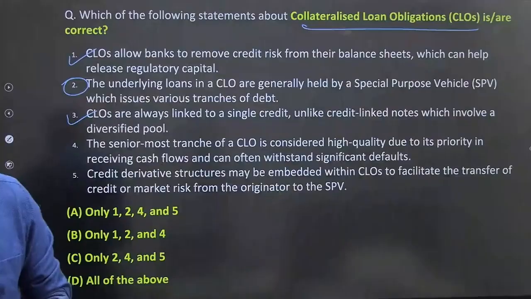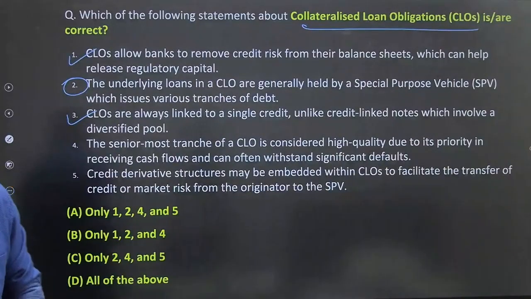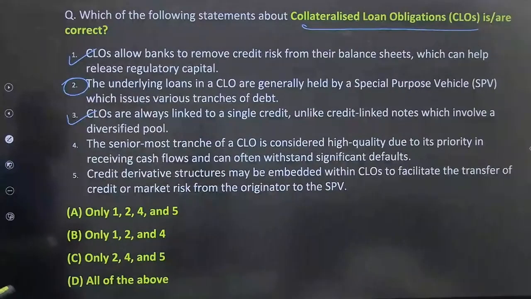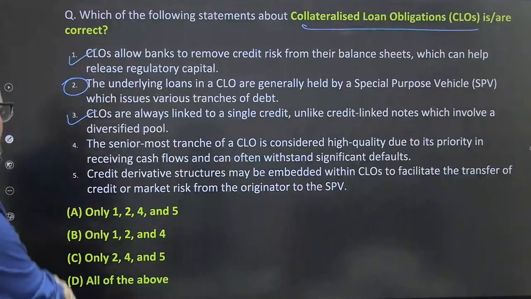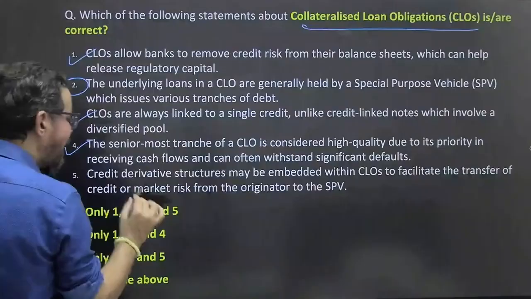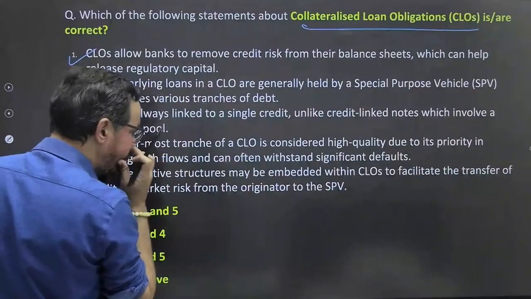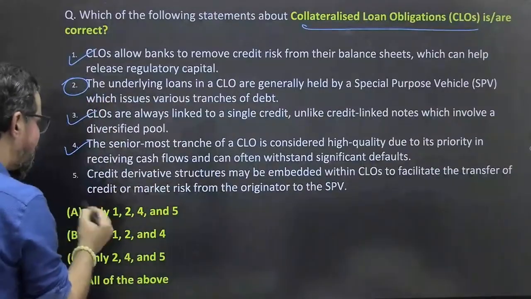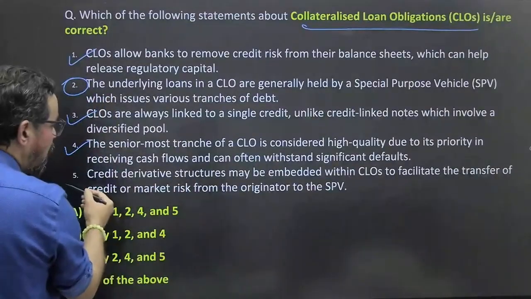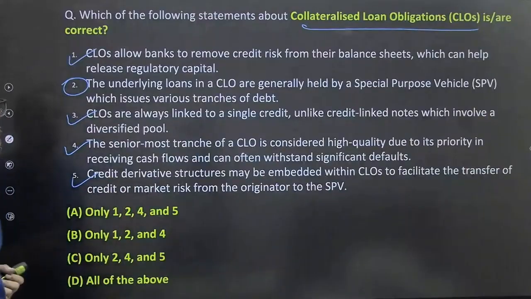So what will be your correct answer in this particular case guys? Statement 3: CLOs are always linked to a single credit, unlike credit linked notes which involve a diversified pool. Is this clear or correct? This should be right. Senior most, yes, this seems correct. Credit derivative structure may be embedded with the CLO to facilitate the transfer of credit or market risk. The originator of the SPV, this is also correct. So all are correct?